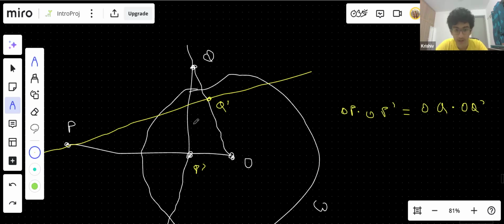Suppose Q lies on it, and then Q dash is the point such that this holds. Then we can show that they are concyclic. So yeah, everything happens. I hope the proof is clear. Is the proof clear?